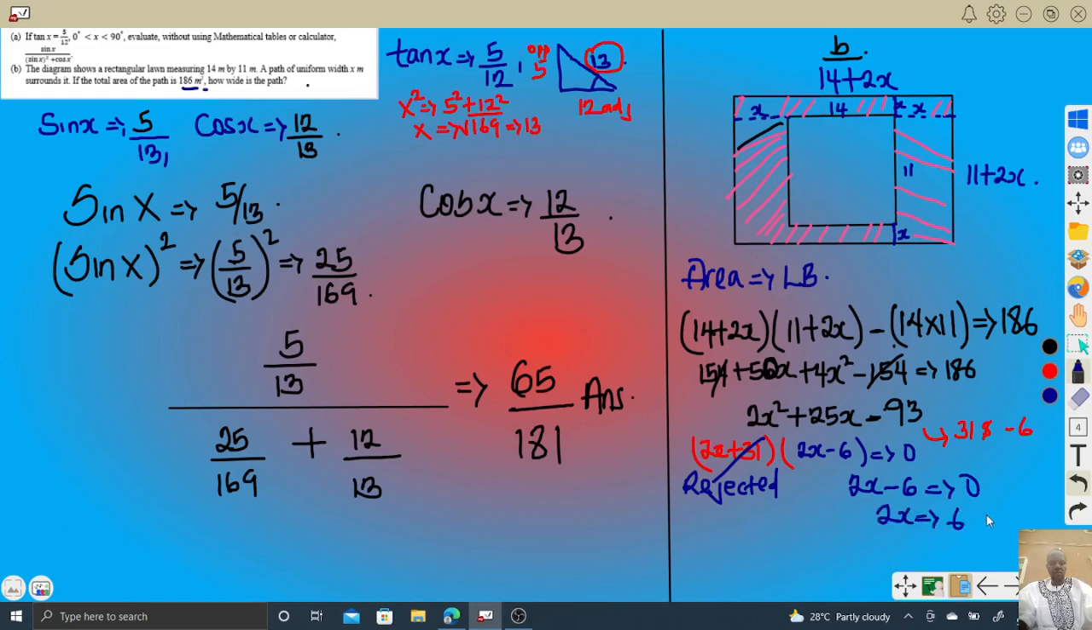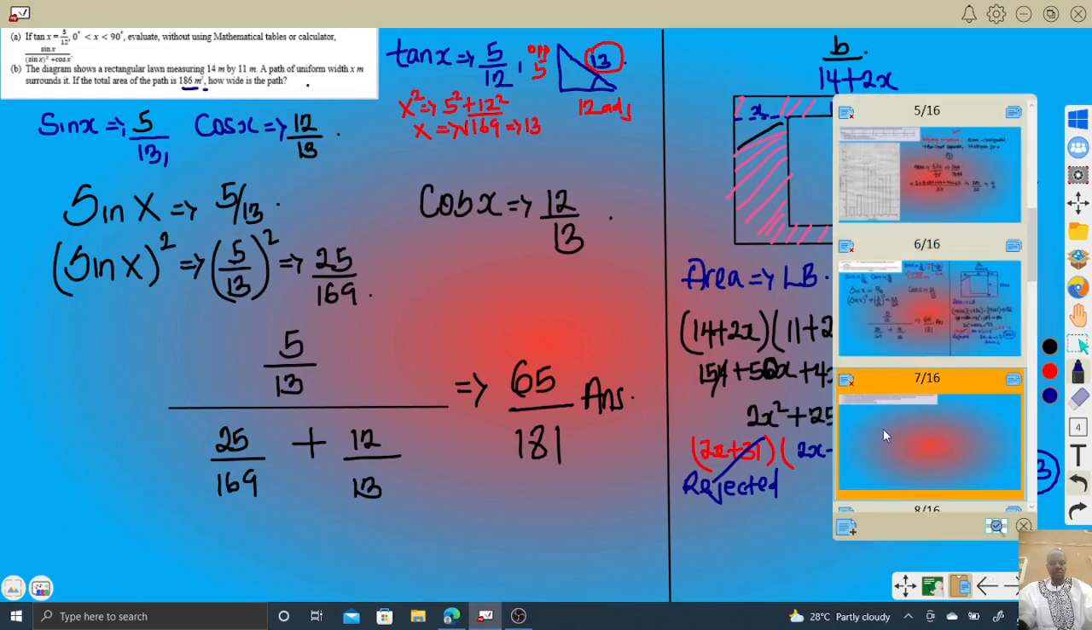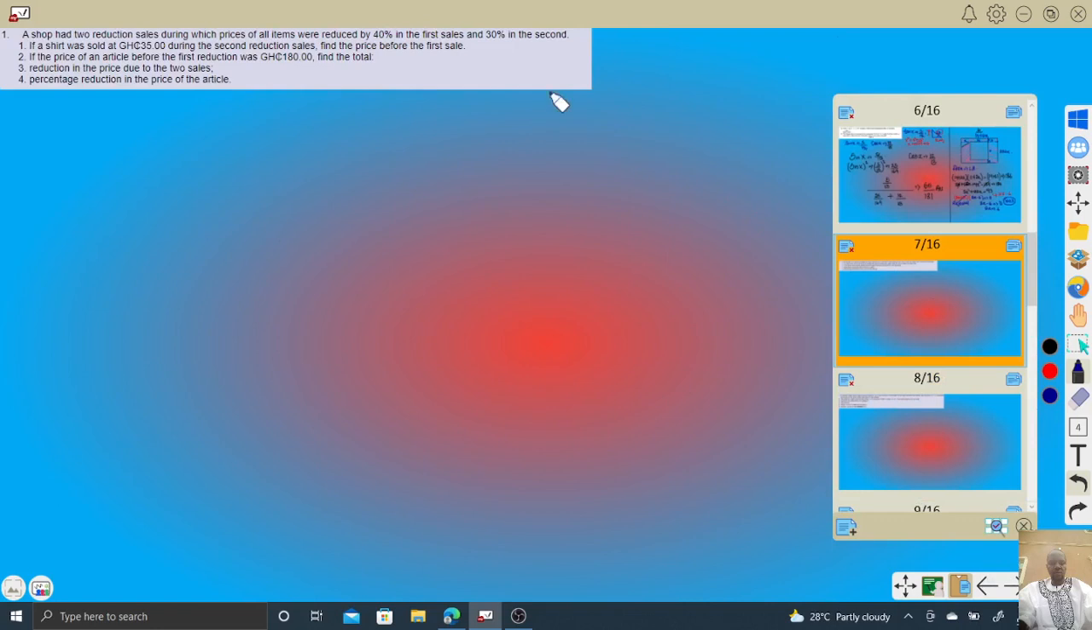So I just want to show you this. x is equal to 3 is the correct answer to this, which is the wideness of the path, which is x, which I've used from there. So I hope you understand that. We can move to the next question. I think it's 7 now. We are getting there. Thank you.